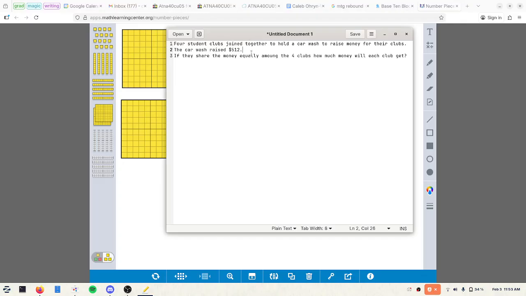So I'm going to look for our numbers here, and I see we have 512, which is the total amount of money they raised. And considering further the narrative of the word problem, if they share the money, or $512, equally among the 4 clubs, how much money will each club get? When figuring out what kind of math we'll be doing, the things that most stand out to me is that we have a total sum here that we want to split, or in this case share equally, among 4 groups. So reading this, I can tell we want to do division.